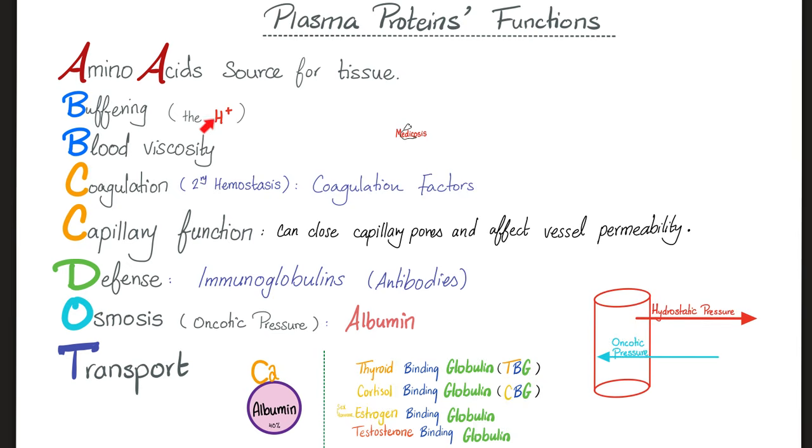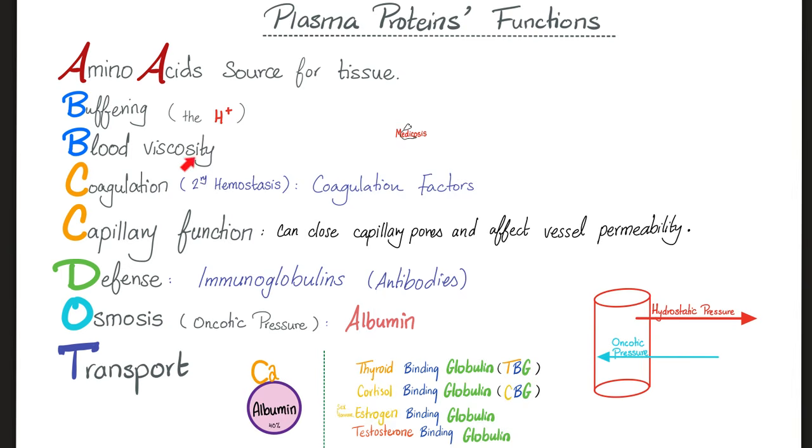Buffering. This H is nasty. Acidosis is dangerous to your body. You can buffer this proton against those plasma proteins. Blood viscosity. Your plasma is about 1.5 times as viscous as water. How come? It's the plasma protein's job.